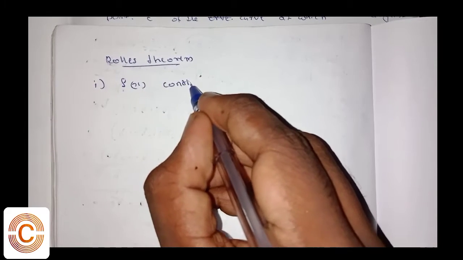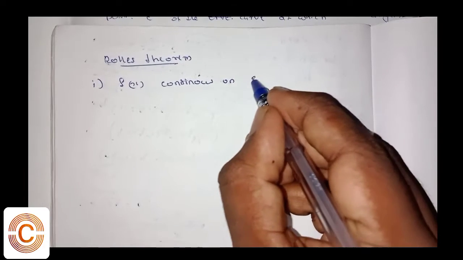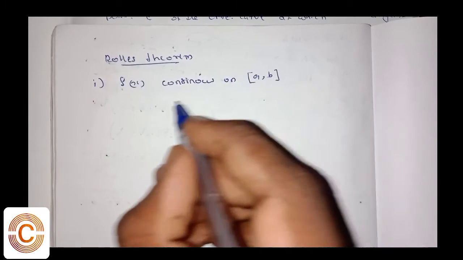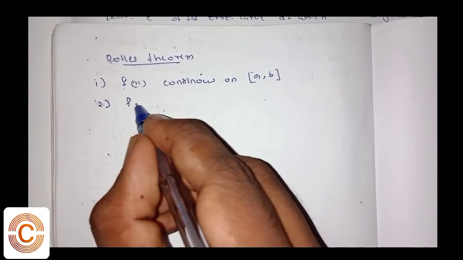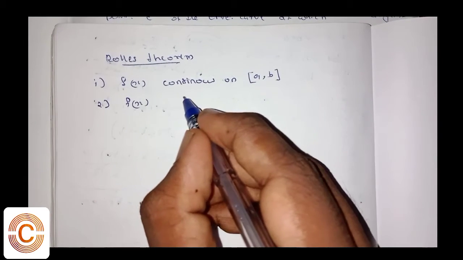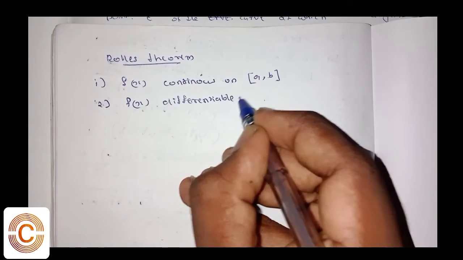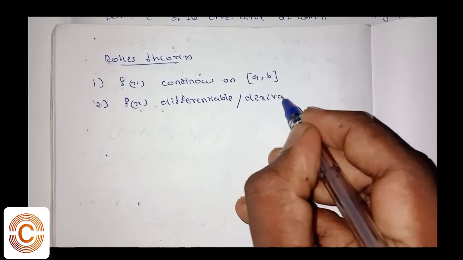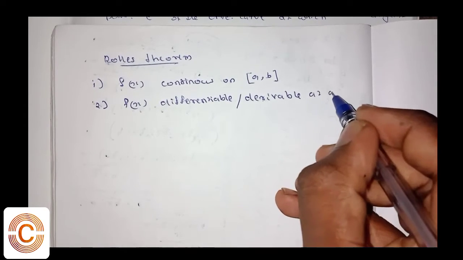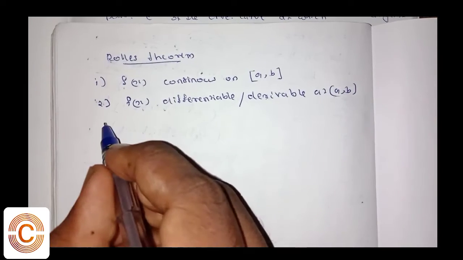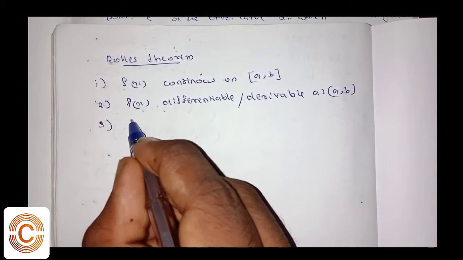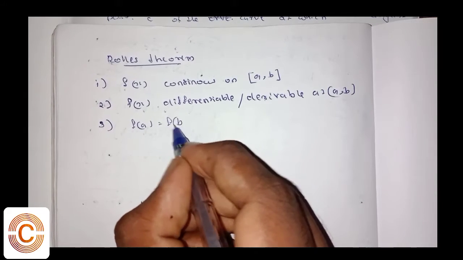there are three conditions. The first one is, when we take a function f of x, it is continuous on the closed interval [a, b]. And the second condition is that the function f of x is differentiable or derivable on the open interval (a, b). And the third one, which is the important one, is f of a equal to f of b.